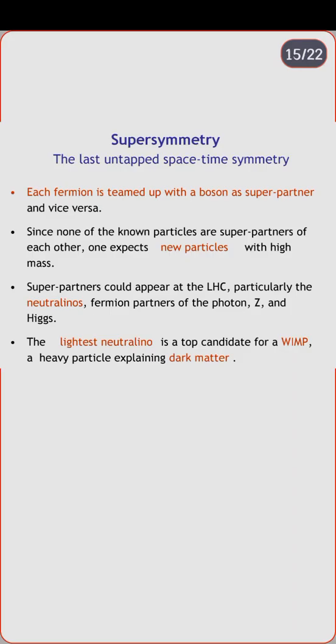Supersymmetry. It is an extra space-time coordinate with A dot B is equal to minus B dot A. Here boson changes to fermion and vice versa. Supersymmetry, the last untapped space-time symmetry. Each fermion is teamed up with a boson as super partner and vice versa.